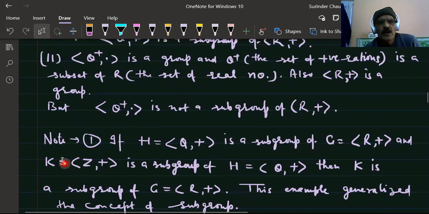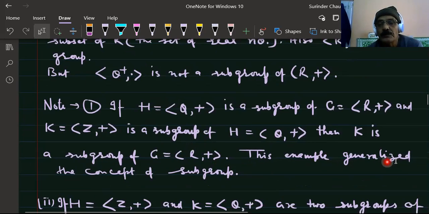Now, another note. If H, the set of rational numbers under addition, is a subgroup of G, the set of real numbers under addition, and K, the set of integers under addition, is a subgroup of H, then K is also a subgroup of G. H is a subgroup of G, K is a subgroup of H, then K is also a subgroup of G. This example generalizes the concept of subgroup.